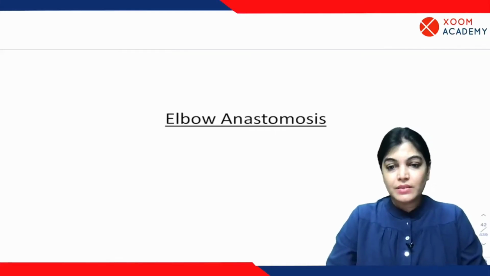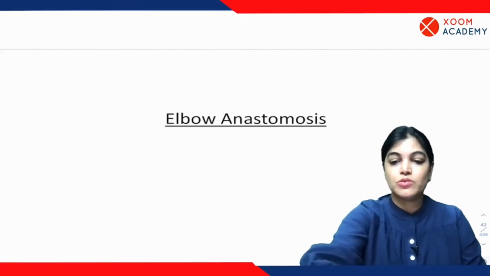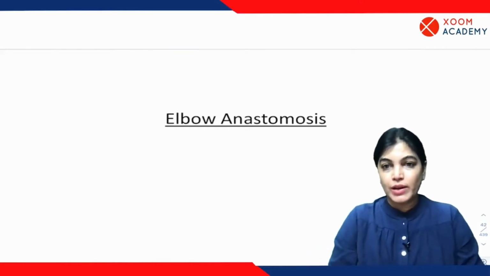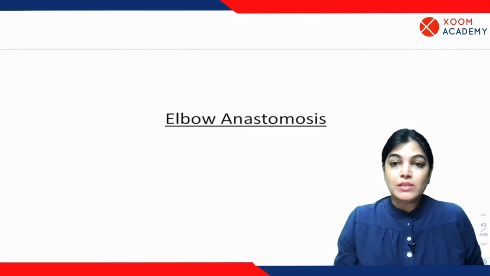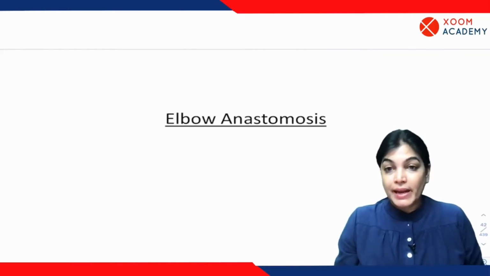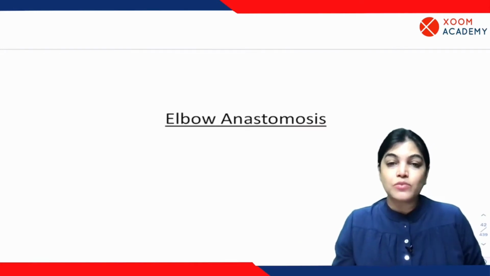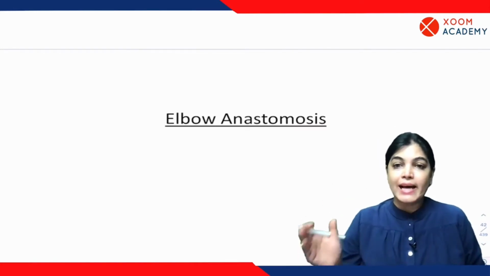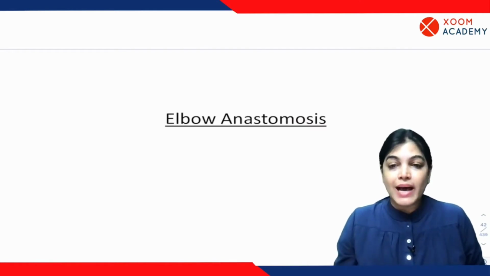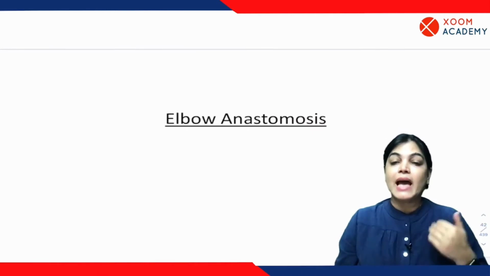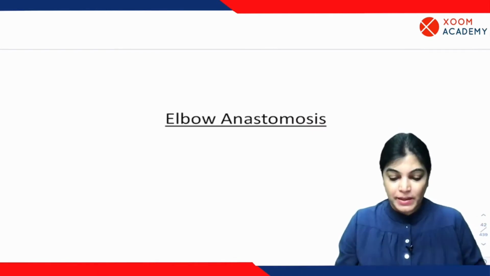So let's start with the topic of elbow anastomosis. It's very important for us to understand elbow anastomosis. The anastomosis source is the arteries, that is the brachial artery, the profunda brachii artery, and also the radial and the ulnar artery. These are the important source of the arteries forming the anastomosis, and we will understand the anastomosis which is taking place on the medial aspect of the elbow joint, on the lateral aspect of the elbow joint, and also we will see the anastomosis which is taking place anteriorly and on the posterior aspect.